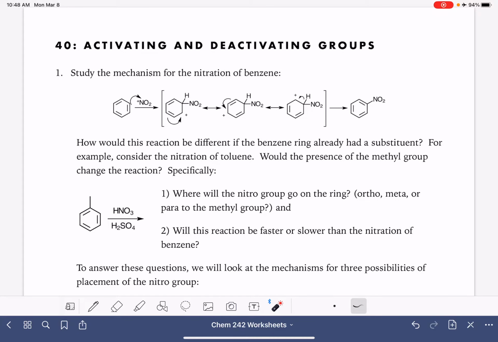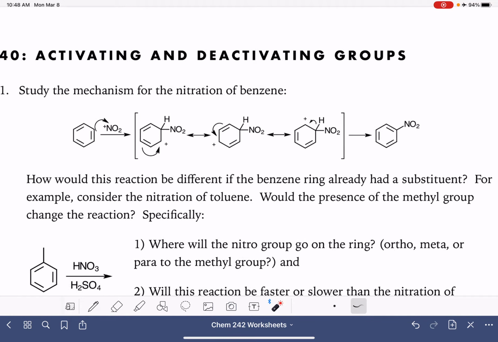On this worksheet, we're going to be looking at the mechanisms for adding an electrophile to a benzene ring that already has a substituent present. We're going to start by taking a refresher, looking at the nitration of a plain benzene ring. So this would be adding a nitro group to a benzene ring.